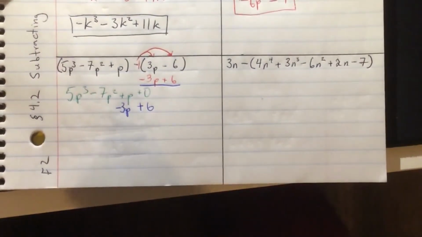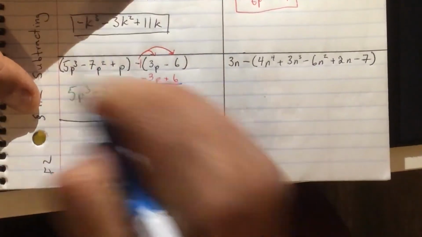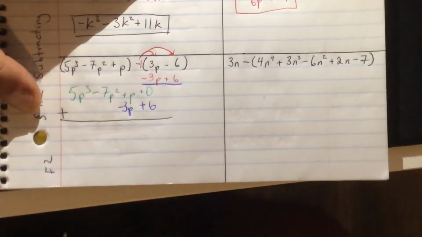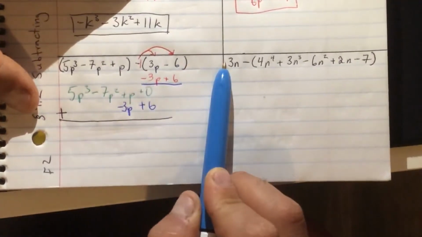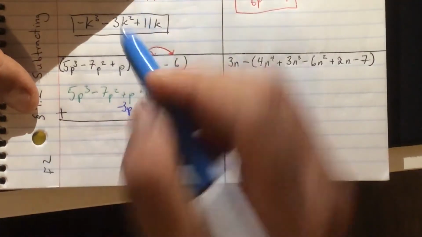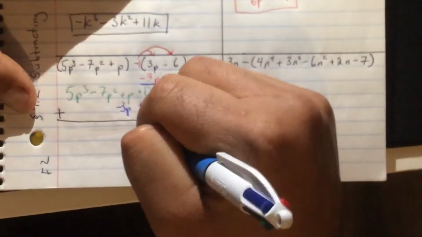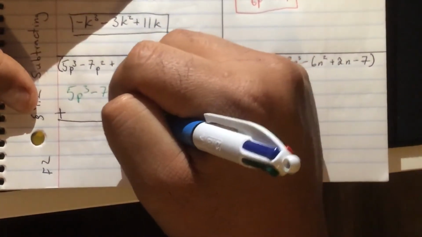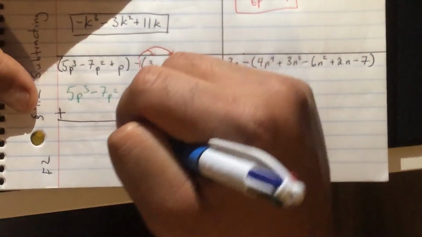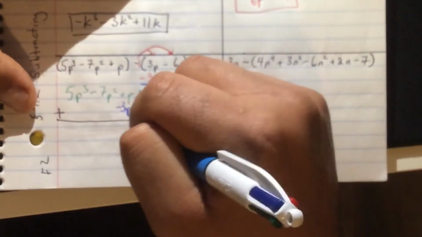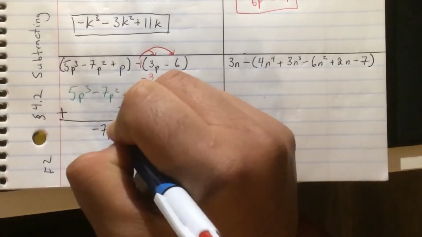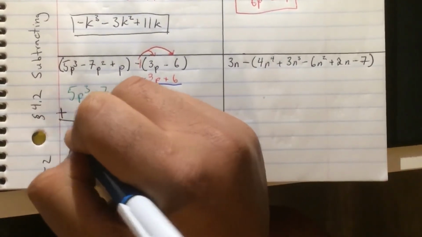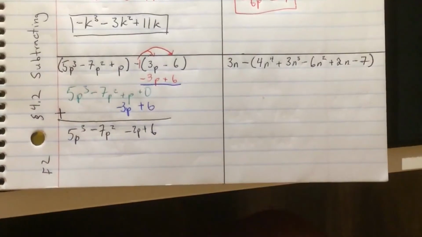So now, instead of subtracting, we're actually going to add, because we already distributed the negative, or the minus, to everything. Now we just have to add it all together. 0 plus 6 is 6. P plus negative 3p is negative 2p. Then everything kind of just falls on down: negative 7p squared and 5p cubed.